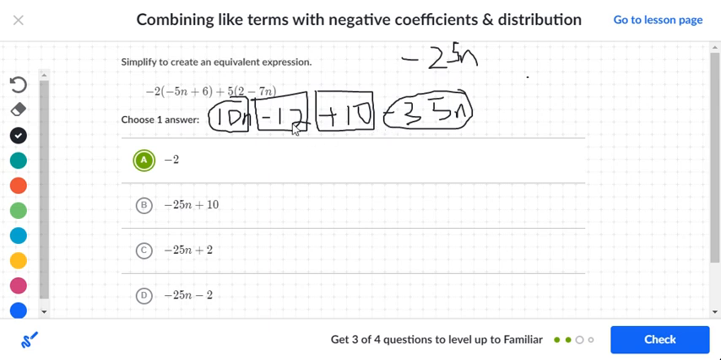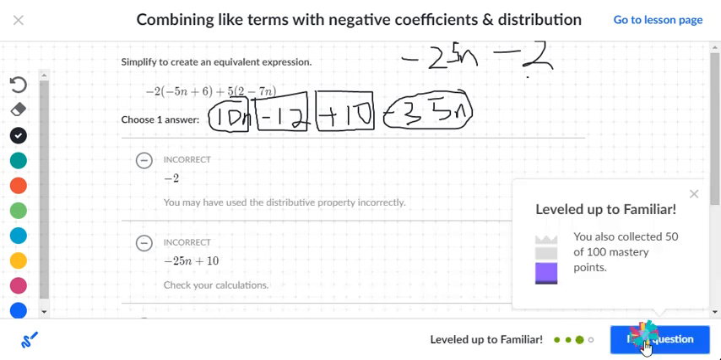Now, right here you owe 12, but you're only giving back 10. So you should pay back 12, but you only pay back 10. So you still owe 2. So we're looking for negative 25n minus 2. Well, the only one for that is D. And again, notice that there's only one answer to choose.